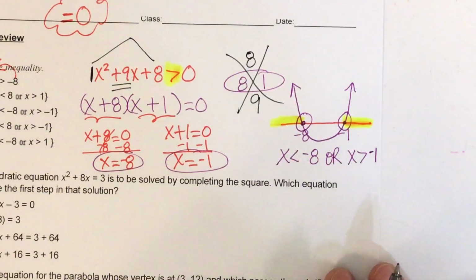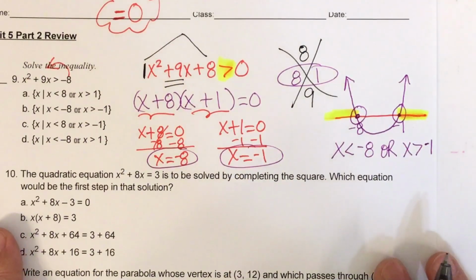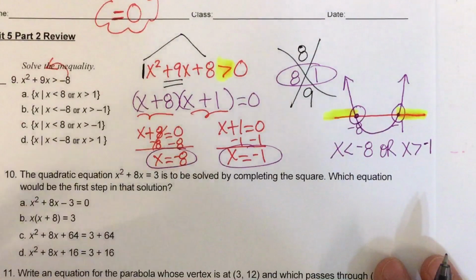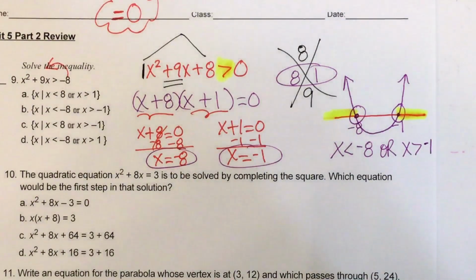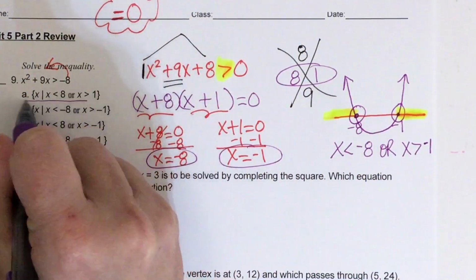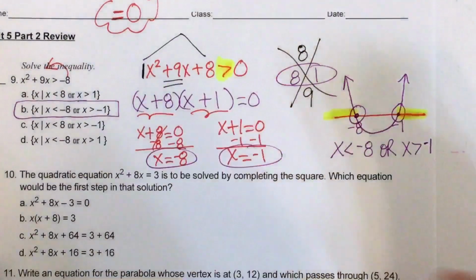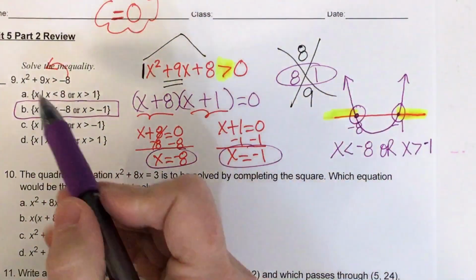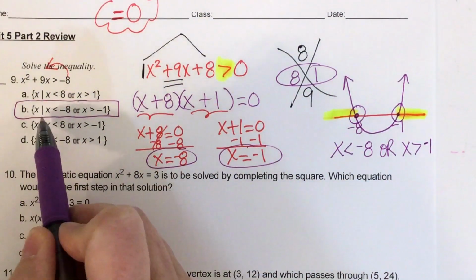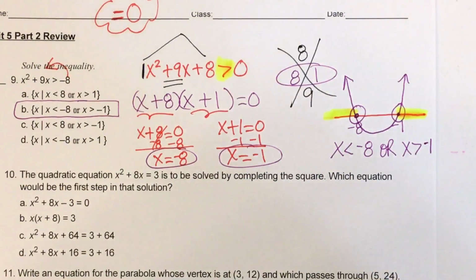And so if I come over and I look at my answer choices, these are in set builder notation, but which one looks like what I wrote? B. x less than negative 8 or x greater than negative 1. It just has this additional x such that, which is called set builder notation.